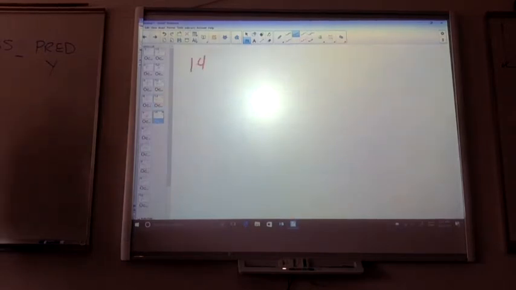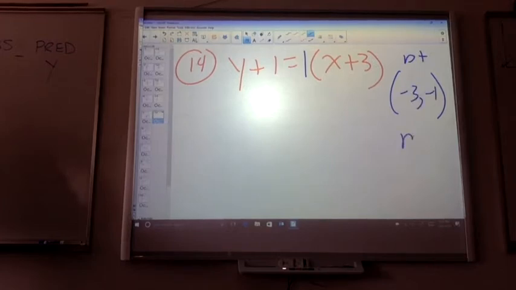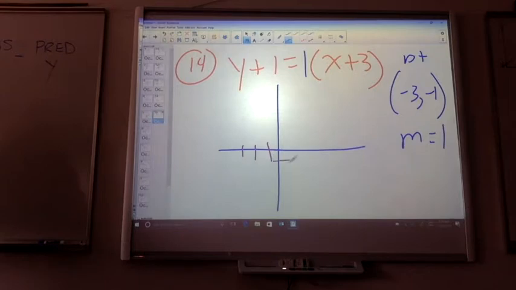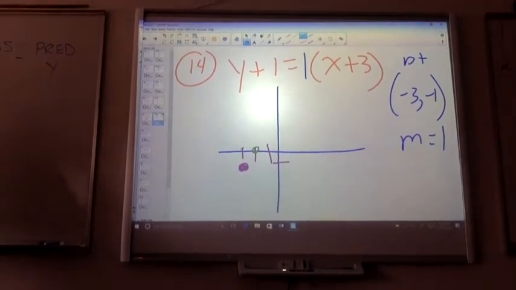14. Y plus 1 equals, if there's nothing out front, what must the number be? 1. Good. All right, what is my point? Negative 3 and negative 1. What is my slope? 1. All right, negative 3, negative 1. Slope is 1, up 1, right 1, so up 1, right 1.